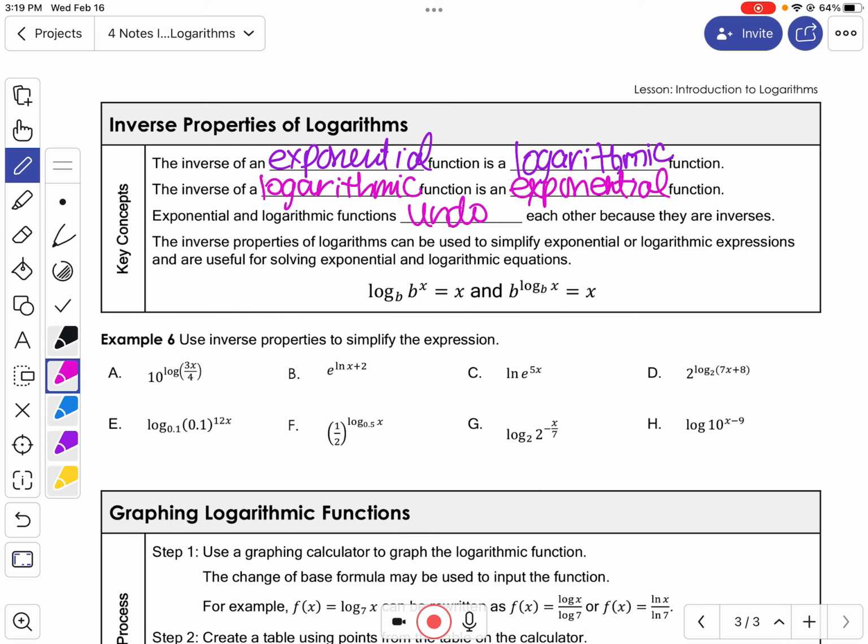So notice right here, this inverse property can be used to simplify exponential or logarithmic expressions and is useful for solving exponential and logarithmic equations, which we'll eventually get to. So notice right here, this b raised to the log base b of x equals x. This base is the same as this log base, so they actually cancel and it just gives you that x there.